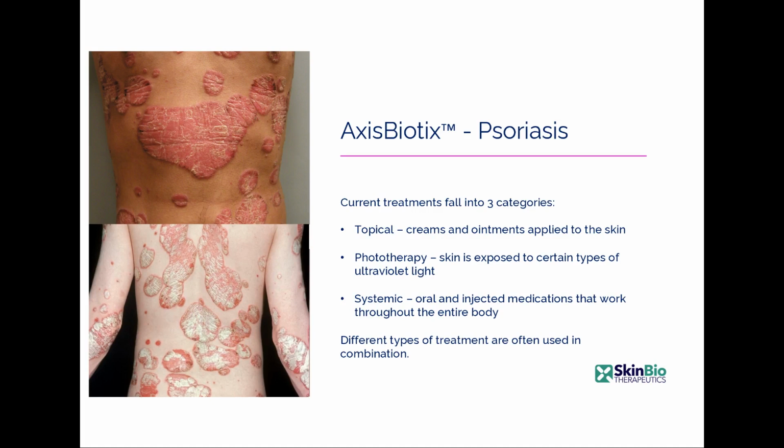The treatments fall into 3 categories. It's either lotions and potions that one applies topically on the skin when you have an outbreak, or some phototherapy, UV lights, and the final, more at the severe end, is oral or injected medications that work throughout the entire body. It's important to understand that the topicals and the systemic products are all steroid based.